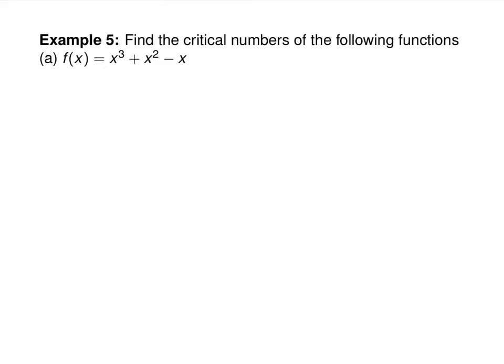Okay, so find the critical numbers for these functions. So first thing you're going to do, if you're going to figure out if the derivative is undefined or 0, is take the derivative in the first place, right? So what's the derivative for this function? 3x squared plus 2x minus 1.